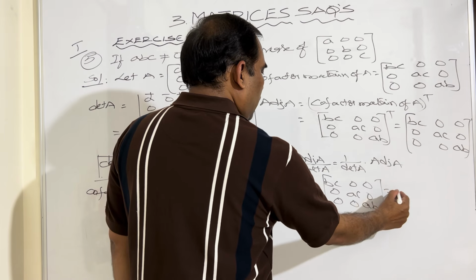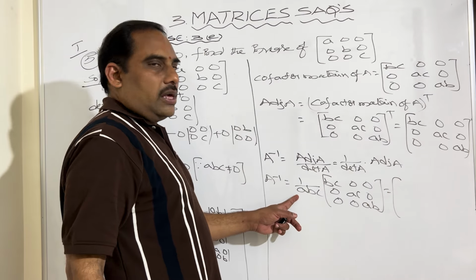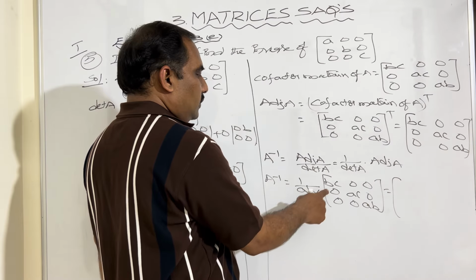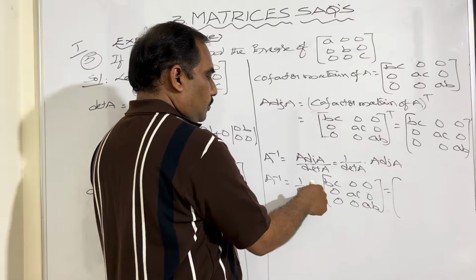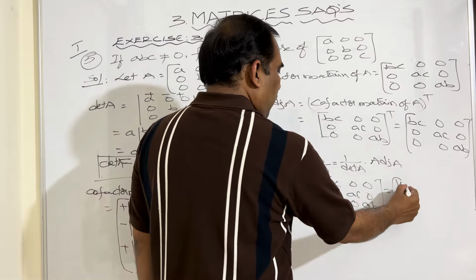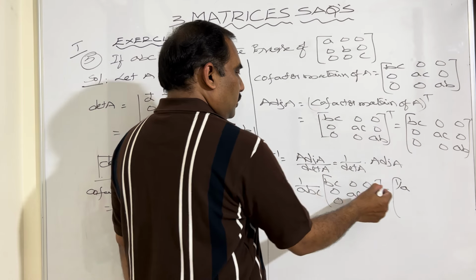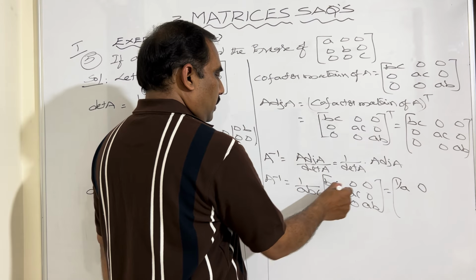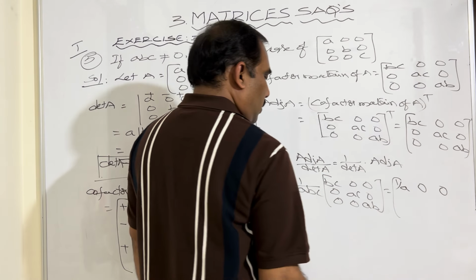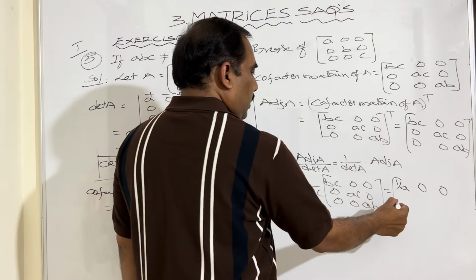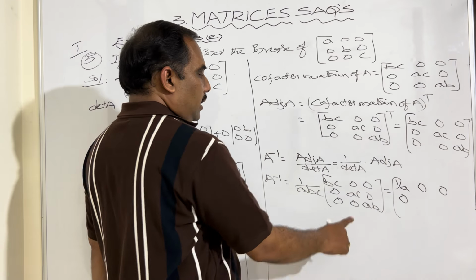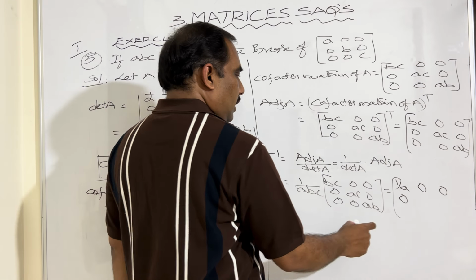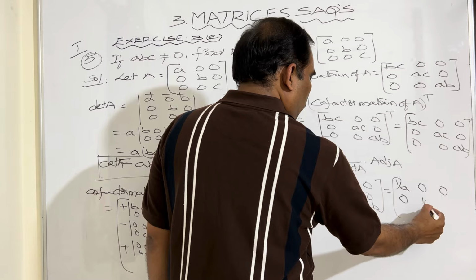So we get here, finally this is BC by ABC. So 1 by ABC into BC, BC gets cancelled, we get 1 by A. And 1 by ABC into 0, that is 0. 1 by ABC into 0, this is 0. And again 0 into 1 by ABC, that is 0. And AC into 1 by ABC, we get here 1 by B.